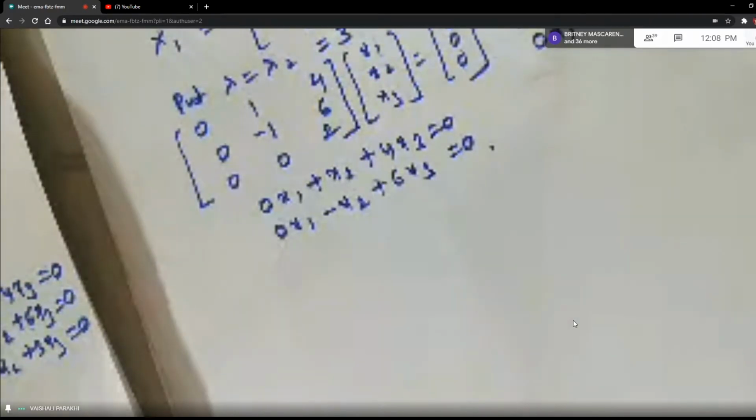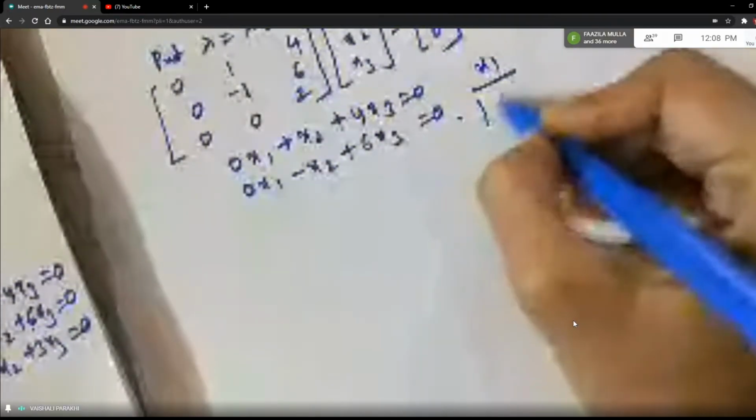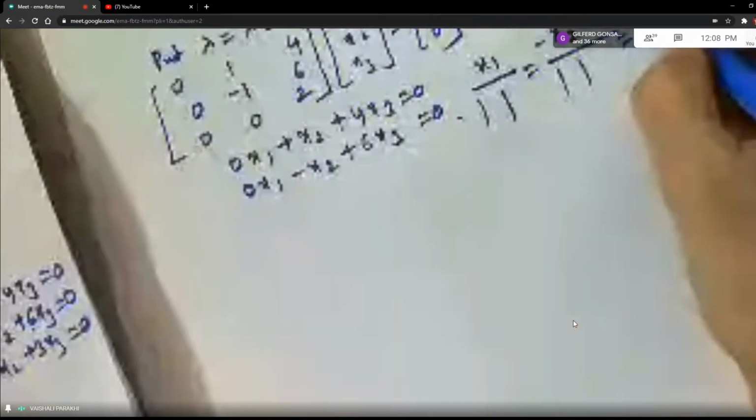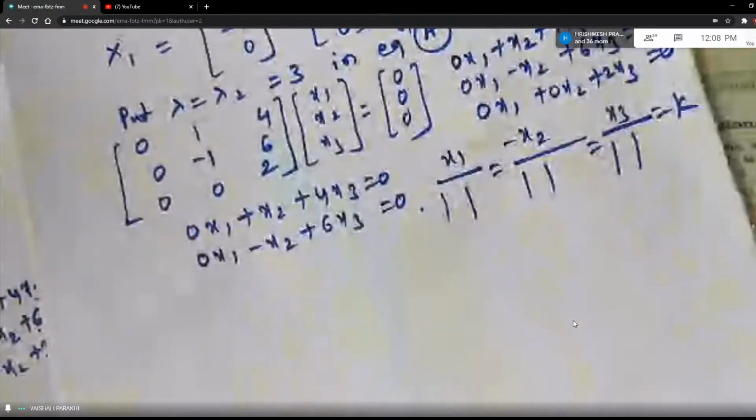Sometimes what happens, you get three equations whenever you are getting repeated eigenvalues, and they look different but they are the same after cancellation of common factors and adjusting the signs. So you have to be very careful. Now let me write x1 upon the determinant, minus x2 upon the determinant, equal to x3 upon the determinant, and the right hand side is k.